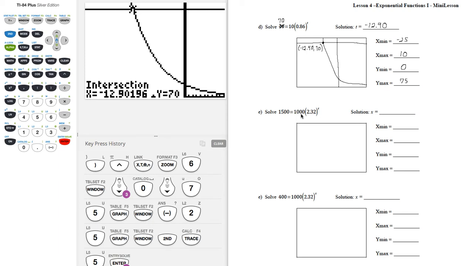Moving on to part E, 1500 equals 1000 times 2.3 to the x. I'm going to pause the video, or should I say you should pause the video here, because I'm going to work this one out and see if you get the same thing that I get.